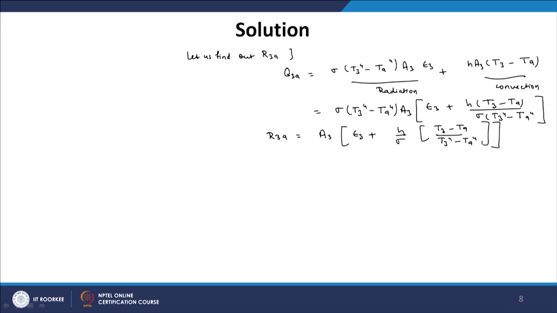Now, we have to simplify this expression. So, we write this as equal to A3 epsilon 3 plus H by sigma. Now T3 minus Ta upon T3 power 4 minus Ta power 4, in the denominator this becomes equal to 1 upon T3 cube plus T3 square Ta, T3 Ta square plus Ta cube. So, this is the thing.